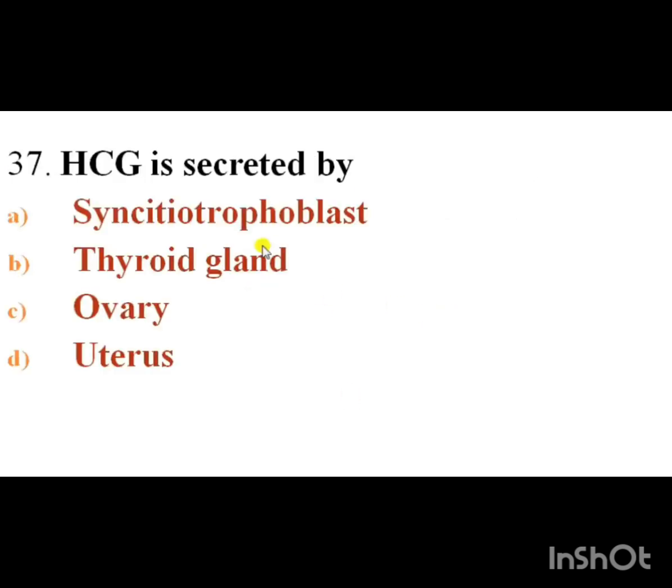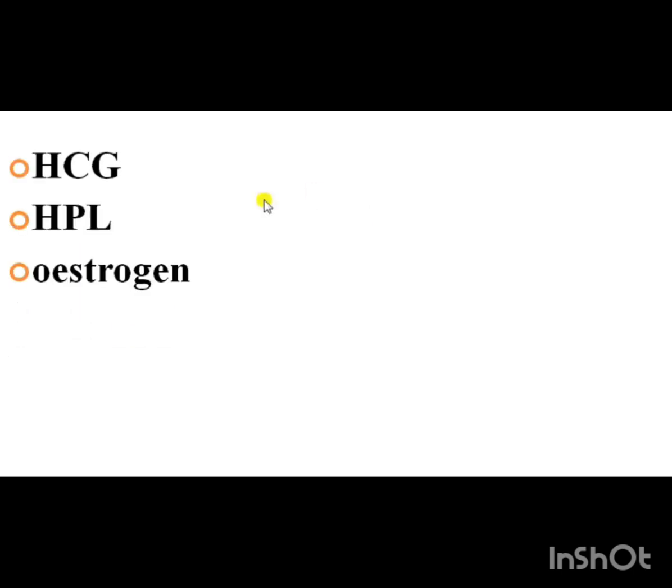Next question. HCG is secreted by: A. Syncytial trophoblast, B. Thyroid gland, C. Ovary, D. Uterus. Answer is A, syncytial trophoblast. So HCG is secreted by syncytial trophoblast. In addition to HCG, syncytial trophoblast secretes human placental lactogen and estrogen.